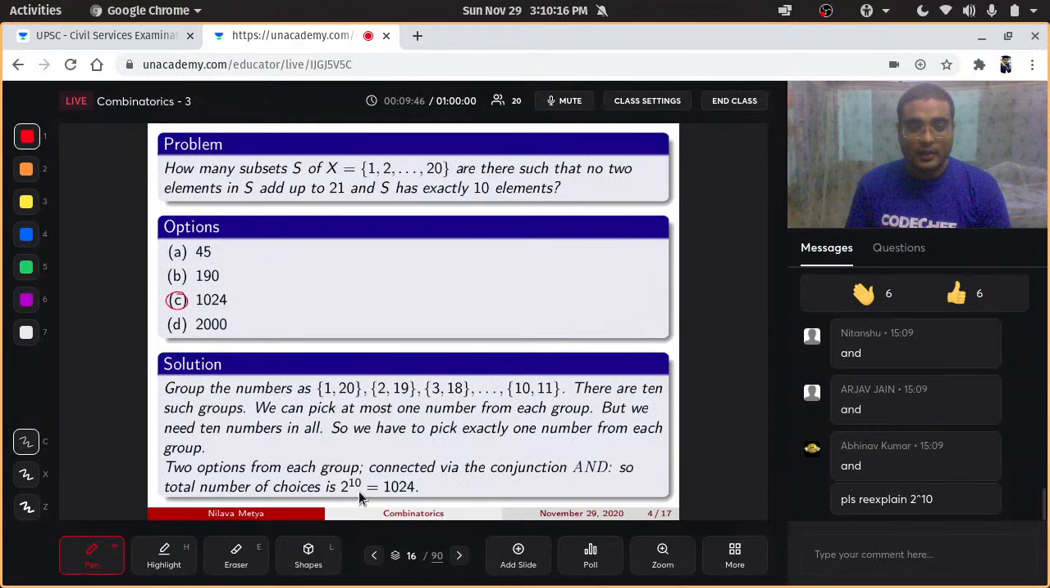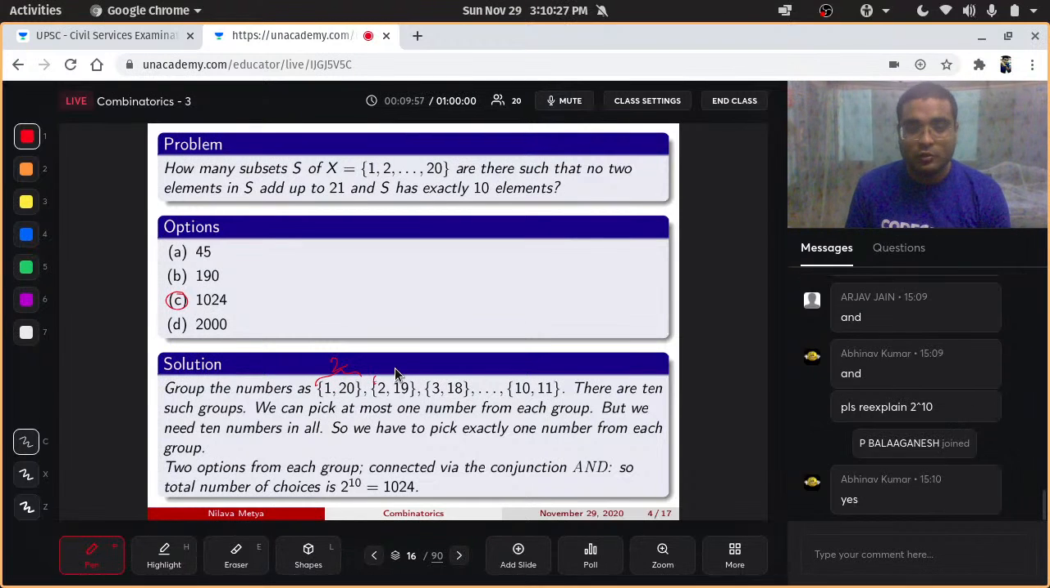So from this group, I have two options, right? I can take either 1 or 20. From this group, I have two options, either 2 or 19. From this group, two options again, and they are connected via this conjunction and. So multiply all the way up: two options for this, multiply. So 2 multiplied with itself 10 times, which is just 2 raised to the power of 10. And if you calculate that, it's 1024.